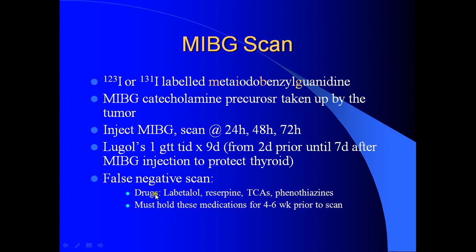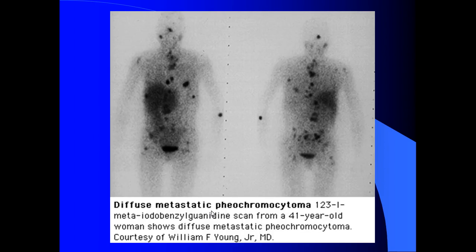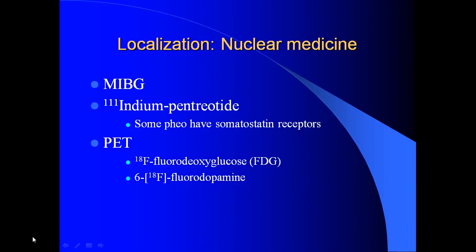False negative scans occur when drugs like labetalol, reserpine, TCAs and phenothiazines are being taken. So these have to be held for 4 to 6 weeks prior to the scan. And this is a metastatic disease. So you can see the mets here. These are the metastases which are visible. You can see it in the liver as well. So this is the MIBG scan, how it looks.